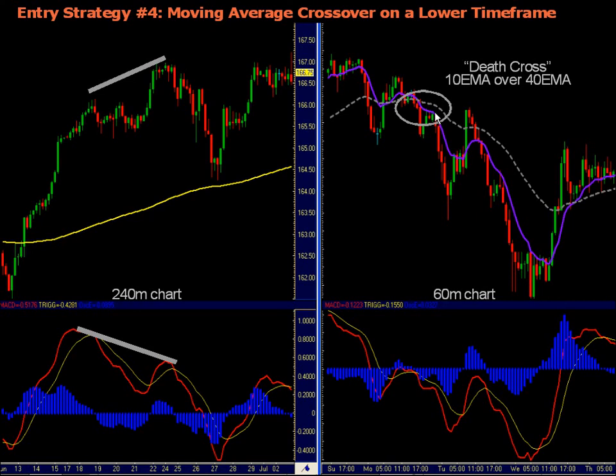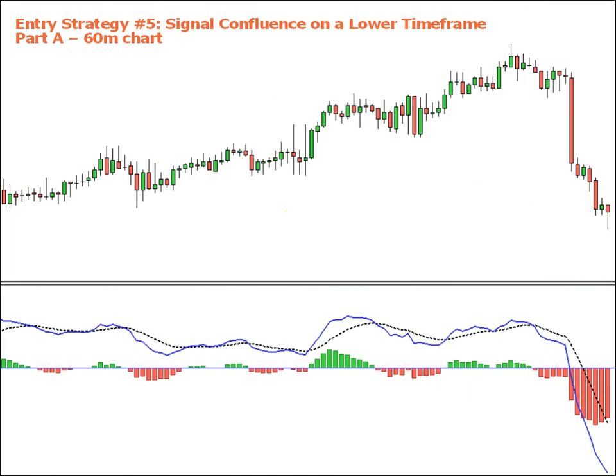And there's nothing special about this chart selection. You could have tried to do that on a 30, 20, or 15-minute, however you wish. So 2 time frames, moving average crossover, great entry signal.